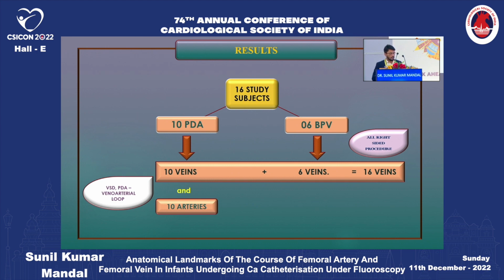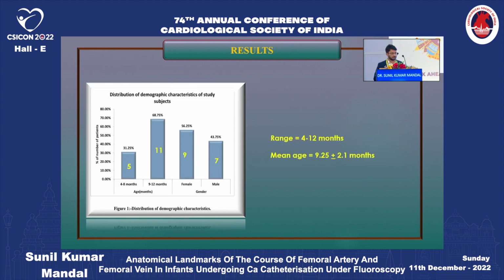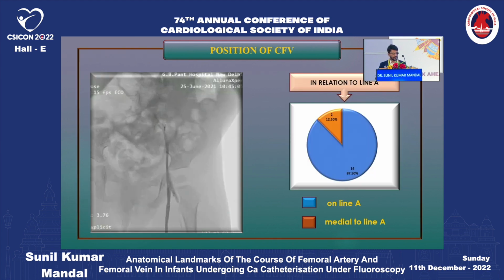We had 16 subjects, due to limited admissions during the COVID era and the shutdown of the cath lab. We did the procedure in 10 PDA cases, so we got 10 veins plus 10 arteries, and 6 balloon pulmonary valvuloplasty cases. So in total 16 veins and 10 arteries were analyzed. The age range of the infants was 4 to 12 months, with a mean age of 9 months.